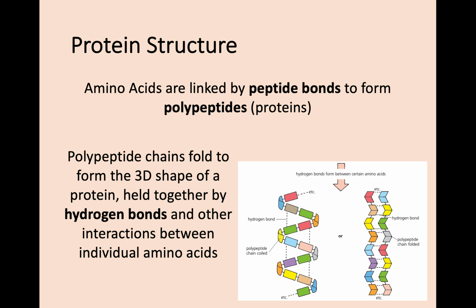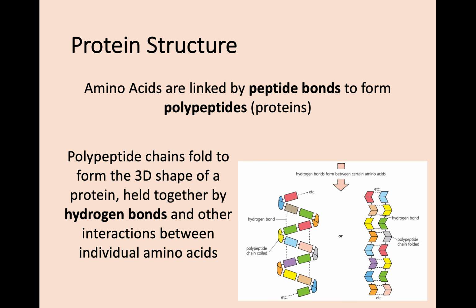So once we have this, the string of amino acids are now polypeptides linked together by their peptide bonds, and they can also fold to form different 3D shapes of different proteins, and these are held together by hydrogen bonds in order to hold them into a different shape. And there are other interactions between individual amino acids.